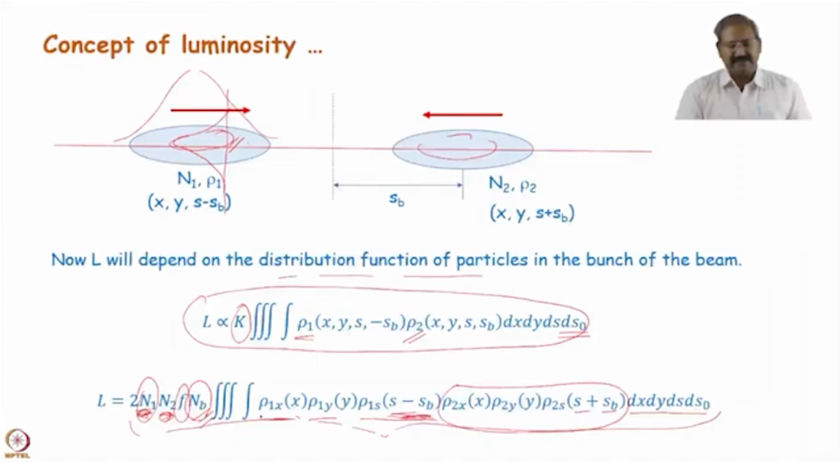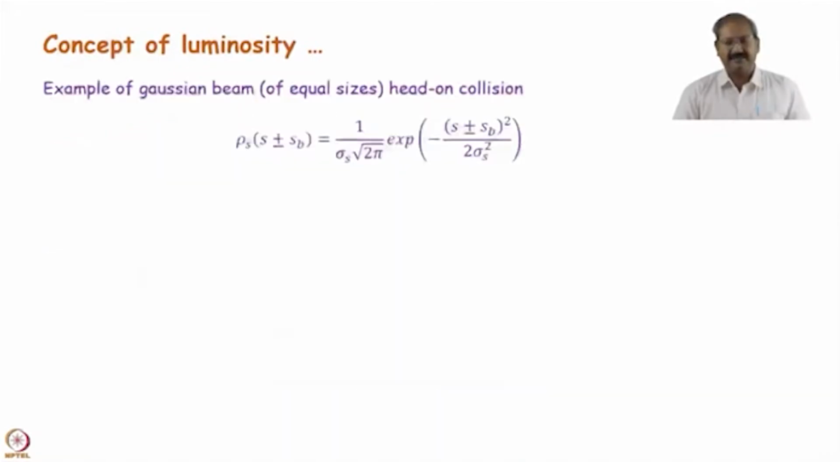Now you can see that this highly depends on the density distribution function of the bunch. So in most cases, an analytical solution will not be available and numerical integration has to be done. But for a simple case, the Gaussian distribution, we can calculate it. So take the bunch as a Gaussian distribution. I have written here only the case of s. A similar Gaussian distribution will be in x and y also. In x it is a Gaussian distributed beam, in y the particles also have a Gaussian distribution, and in s also the particles have a Gaussian distribution.